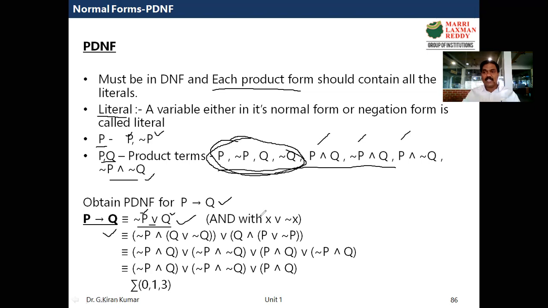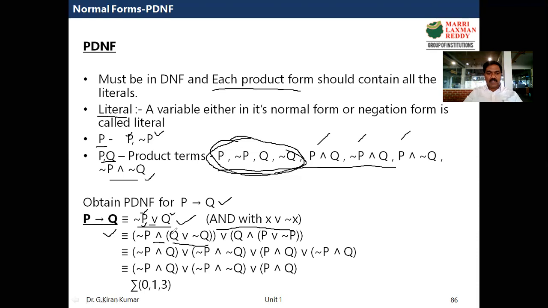So I should get the equivalent expression, and each elementary product should contain all the literals. Further, there is a technique. Suppose in a product term the literal X is missing; I am giving a general formula. In a product term, if the literal X is missing, then you AND with X OR negation of X. Observe carefully. Here in negation P, the literal Q is missing. Therefore, what I did here is AND with Q OR negation of Q.